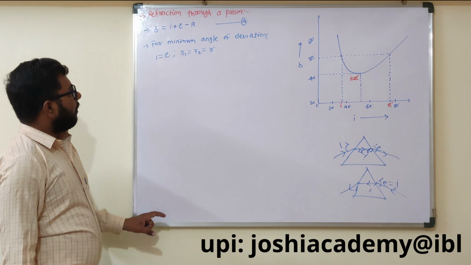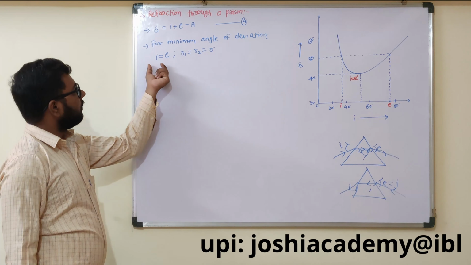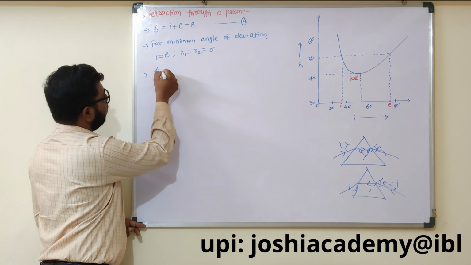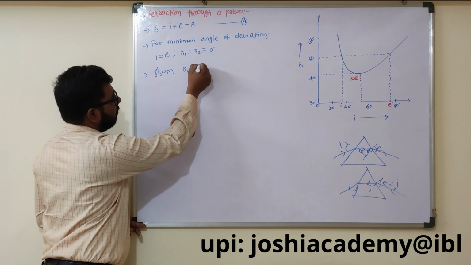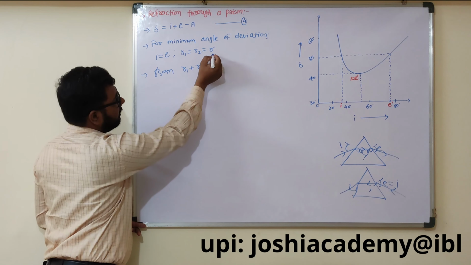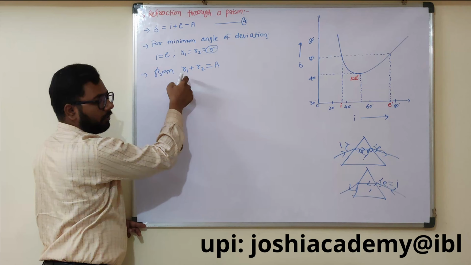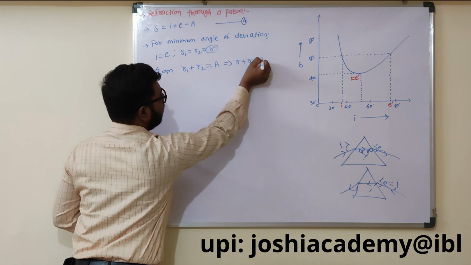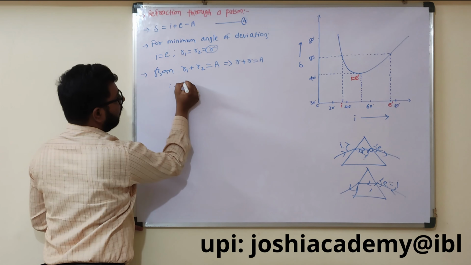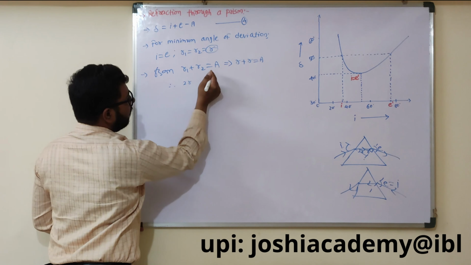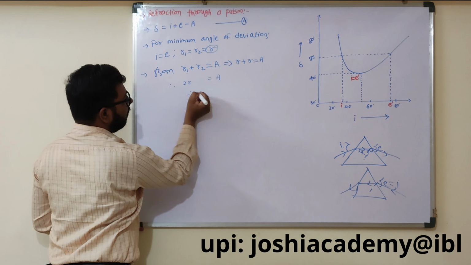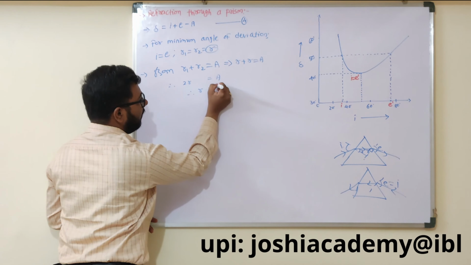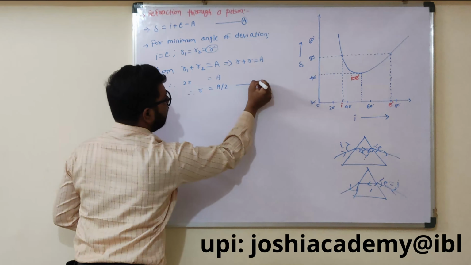Clear? Now let us substitute these values into the previous equations. So from R1 plus R2 is equal to A, let us substitute this value R over here. So it will become R plus R equals A, that is 2R is equal to A. Now if I want to have the R, let me make R the subject. Then R will be A by 2. Let it be equation number 5.